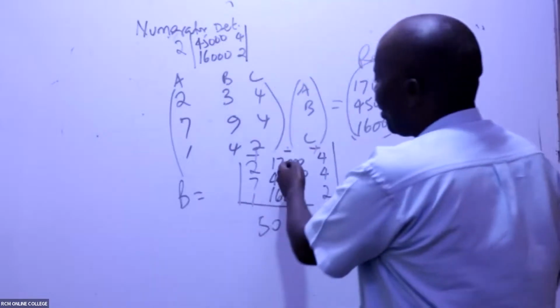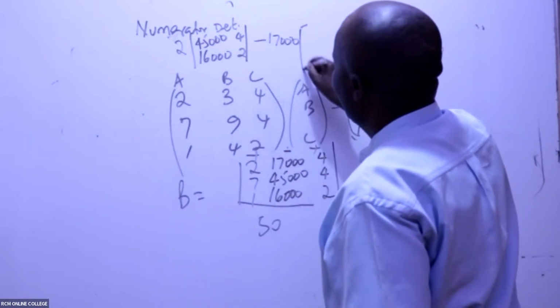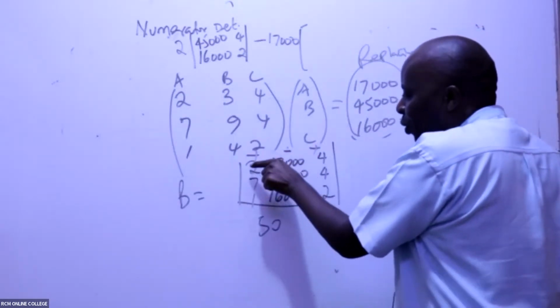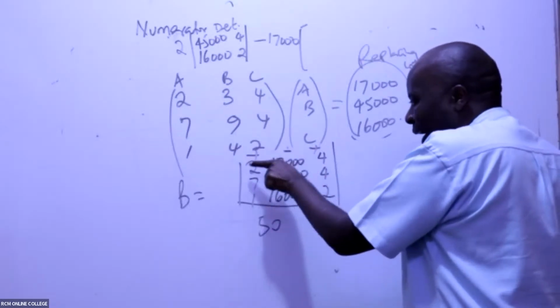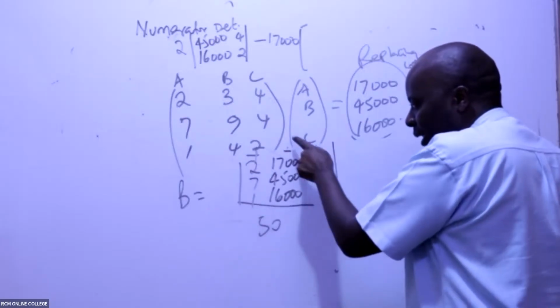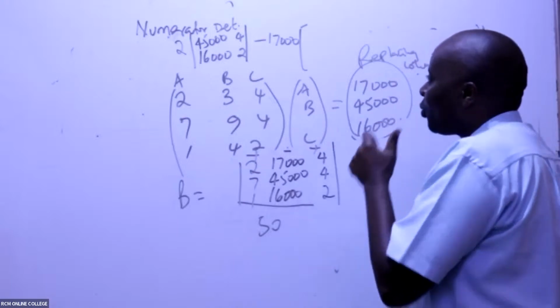You go to the next one, which is minus. So minus 17,000 into. So in this case here, if it is 17,000, we have to hide it. So this row disappears. You hide it column-wise and row-wise. So this disappears. This disappears. So we are left with 7412.